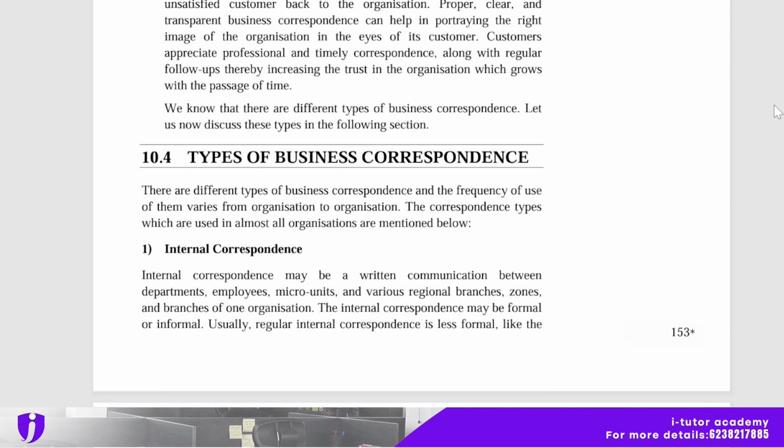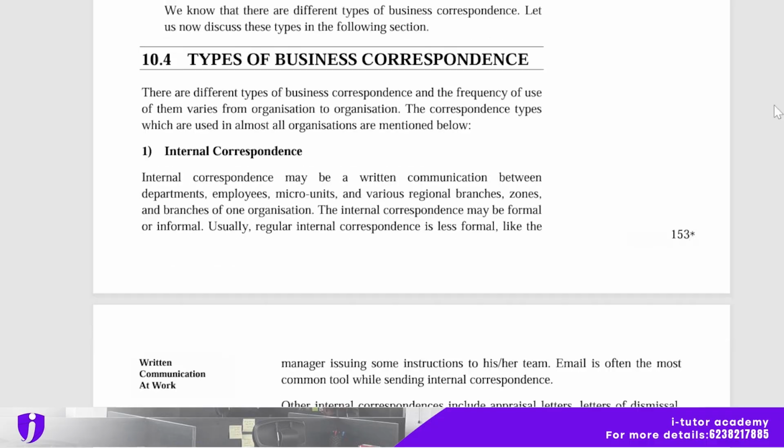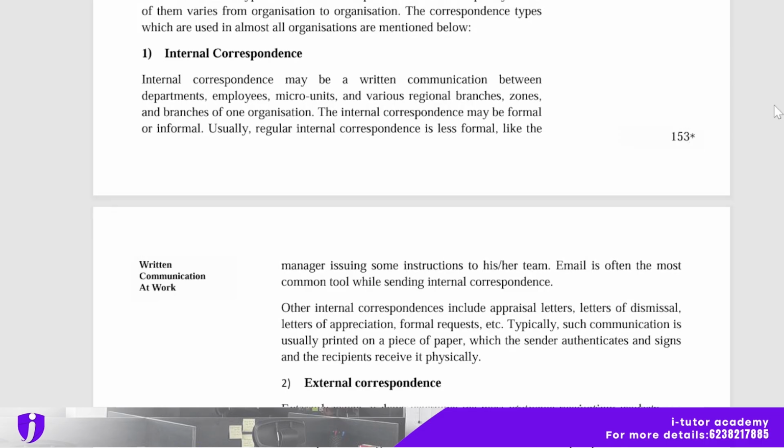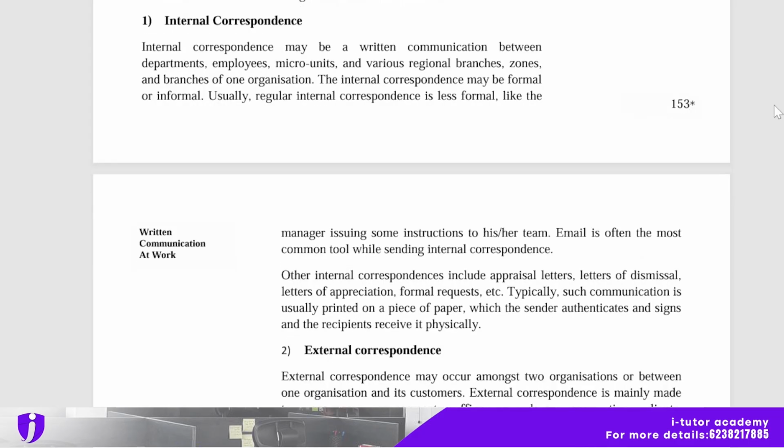We know that there are different types of business correspondence, so let us now discuss these types in the following sections. What are the types of business correspondence? There are different types of business correspondence, and the frequency of their use varies from organization to organization. The correspondence types used in almost all organizations are mentioned below. First one is internal correspondence. Internal correspondence may be written communication between departments, employees, micro units, and various regional branches, zones, and branches of an organization. Internal correspondence may be formal or informal.